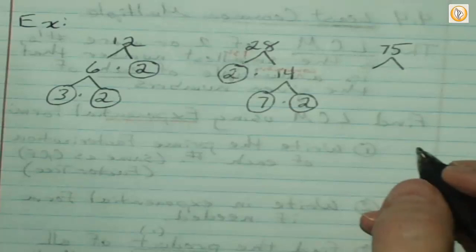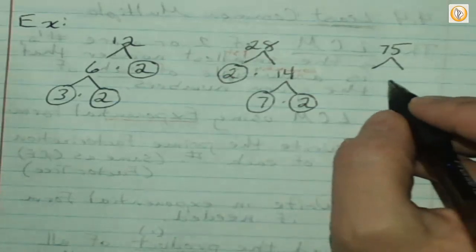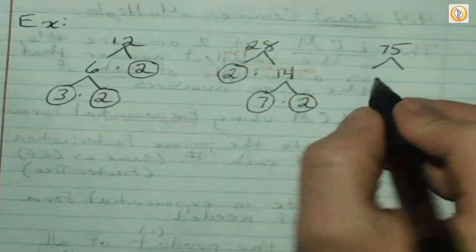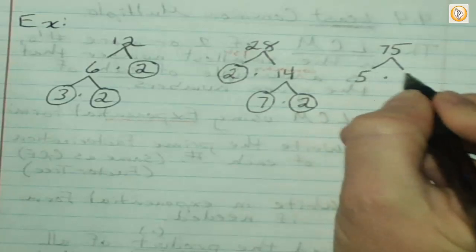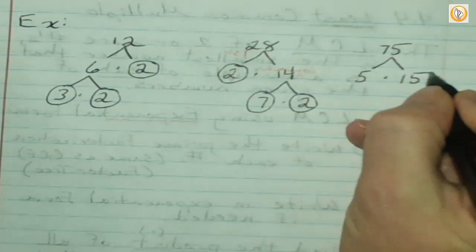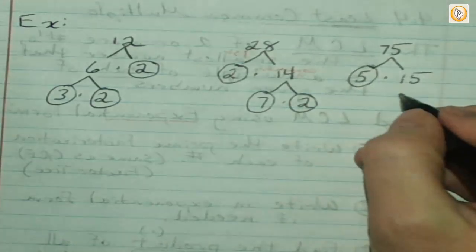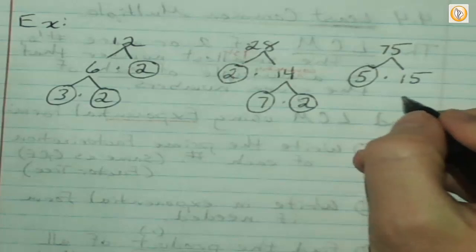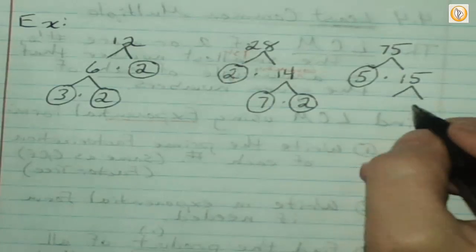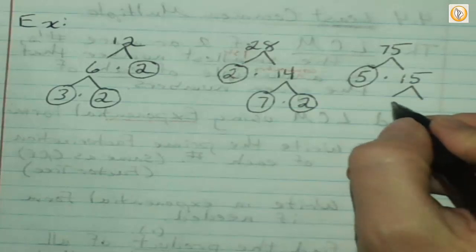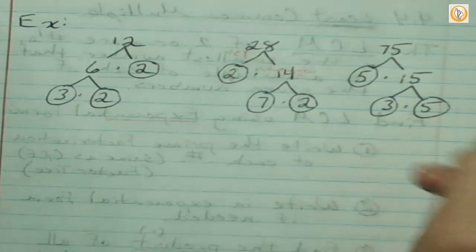All right, what two numbers when multiplied give me 75, Gabby? 5 times what? 5 times 15. Is 5 prime? So I circle it. Is 15 prime? So I keep going. What two numbers give me 15? 3 times 5. 3 is prime and 5 is prime.